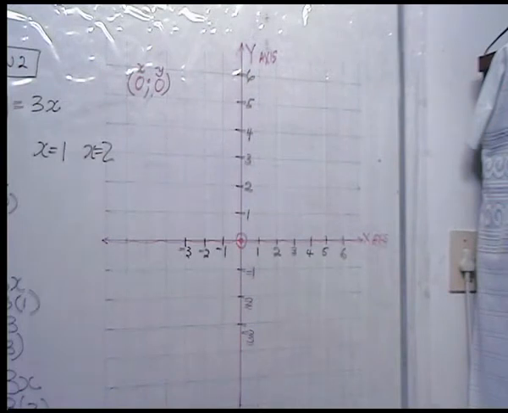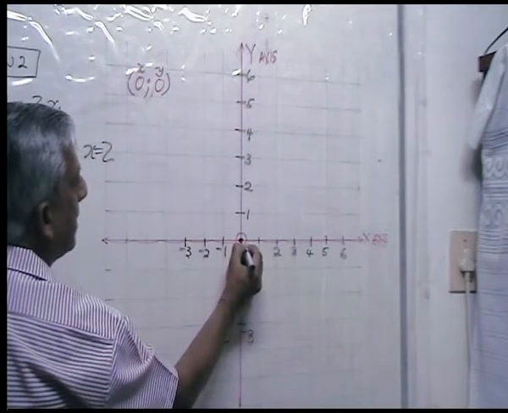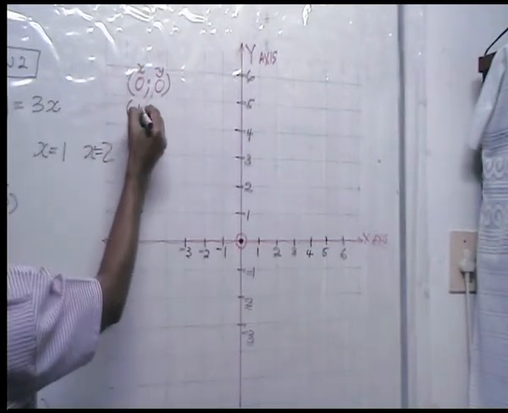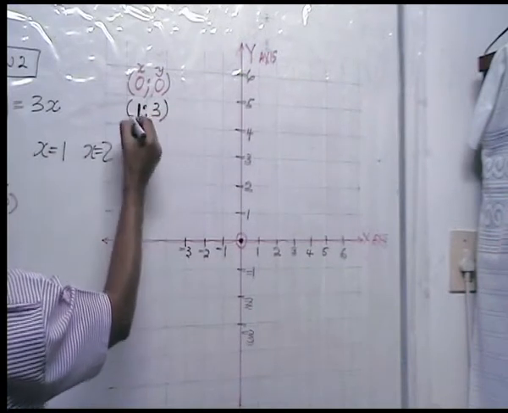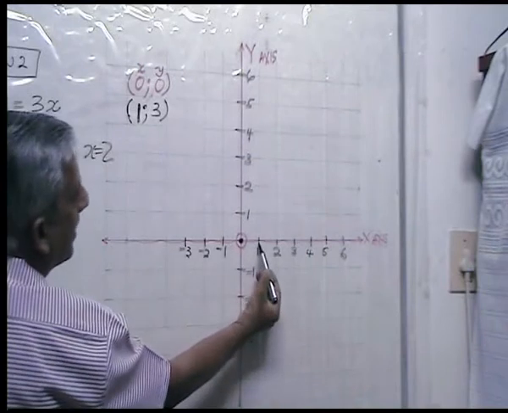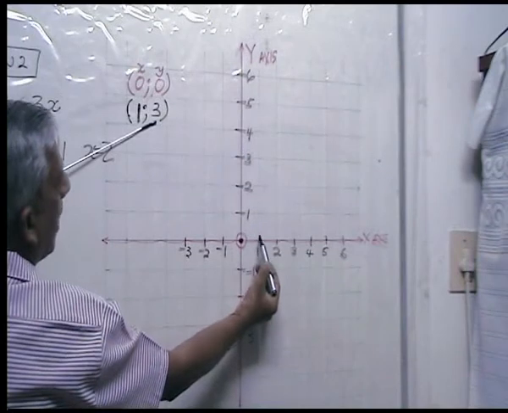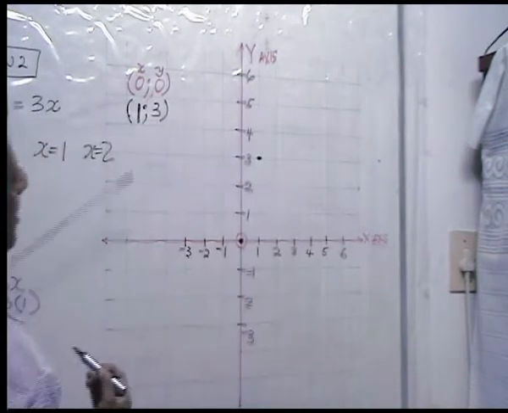So let's use black. Your first dot is coming here. That's what 0, 0 is. Then your second ordered pair was 1, 3. So what you must do, go and look for 1 first. I look for 1 there. And then that 3 is telling me go up 3 till you find 3. So that's your second ordered pair.